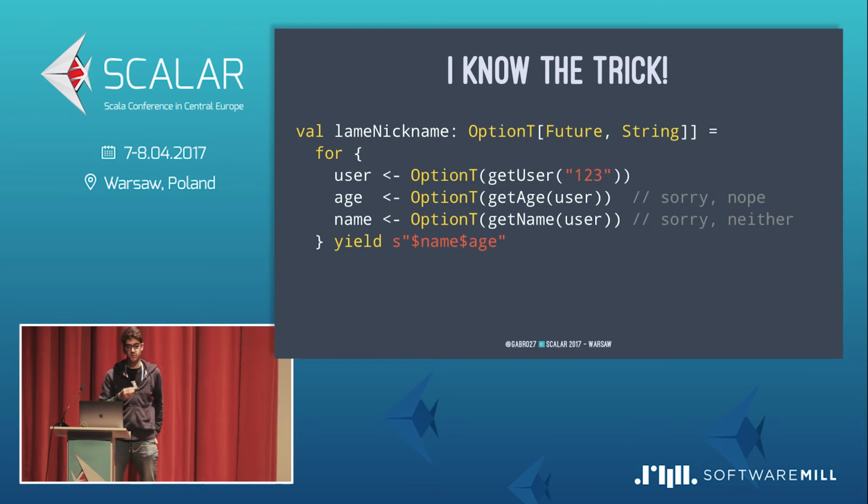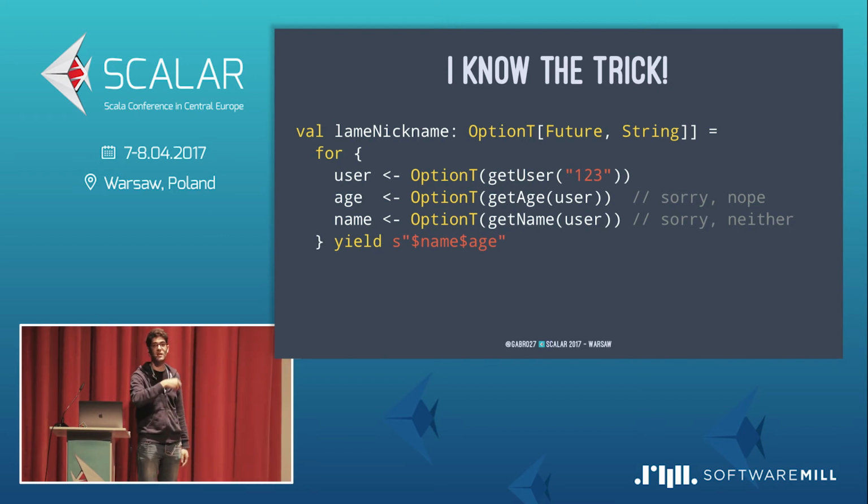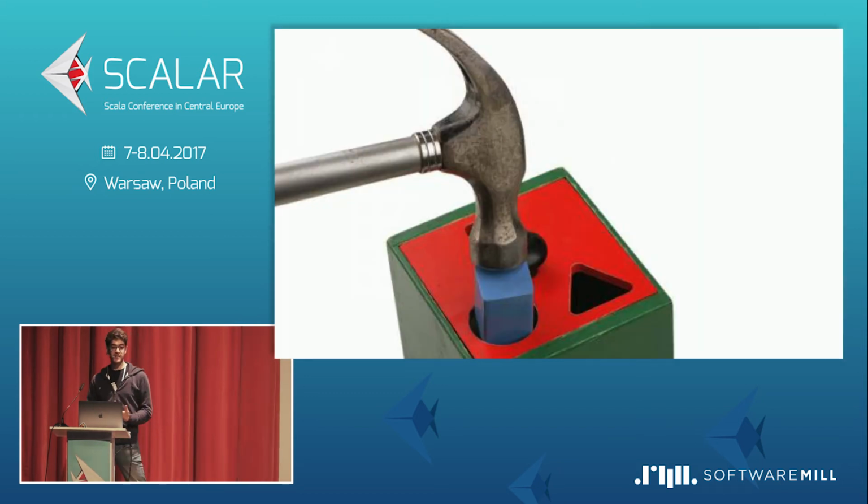So let's go ahead and try to do our computation. It would be something like this, right? You get the user, you get the age, you get the name, you have some Future and Options around, so you just wrap everything inside the OptionT and it works. It doesn't. Why? Well, you need to make the types fit. And this is essentially what it feels like when you're fiddling with this, which is the bad part of working with these kinds of things.